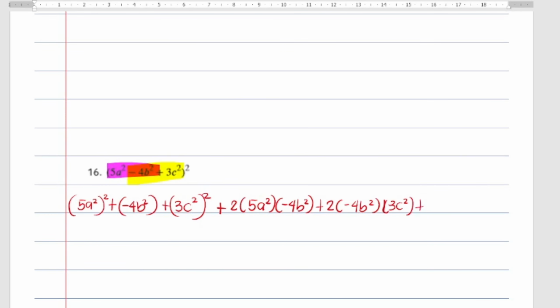Plus, what else have we not paired? Right, this 2? These ones. Then times 2 again, so that's 2 times 5a squared times 3c squared. So, this is our expected solution.